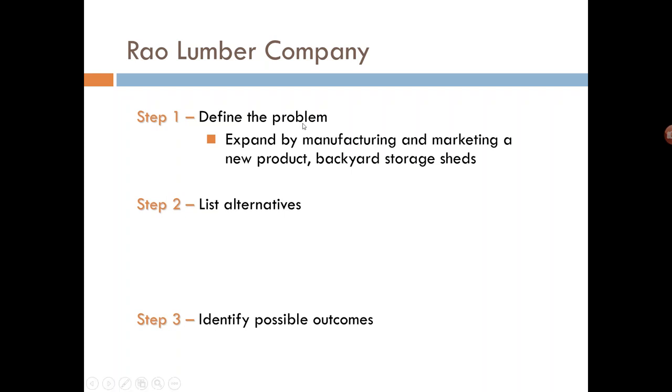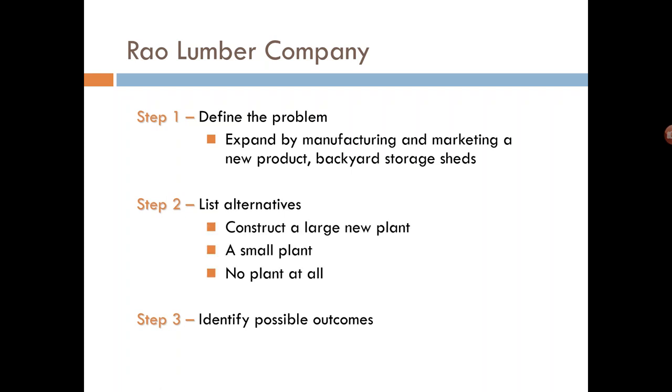So define the problem. That is the first step. What I asked you to note. If you are coming to real time also, nothing wrong in that. Just take a pen and paper or in a word pad, just type down what the problem is first. So the problem here is to expand the manufacturing and marketing of a new product in backup storage sheds. That is the problem they have given to us. What are the alternatives they have given? Constructing a large plant or a small plant or no plant. That is the second step.